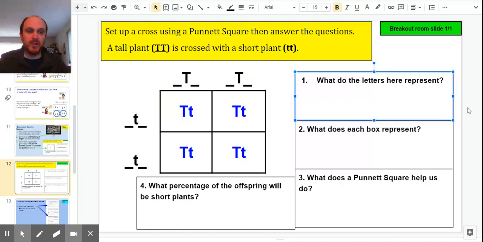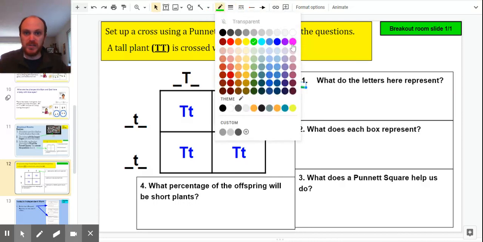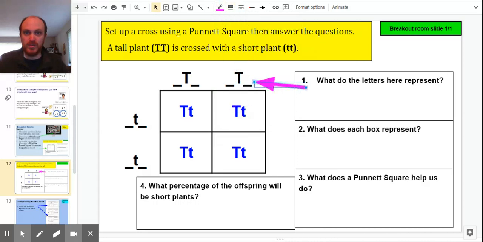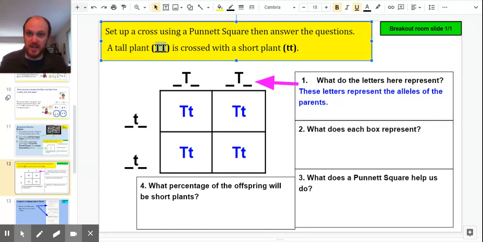What do the letters, oh, you know what? I didn't add arrows in, so I'm going to do that now. What do these letters represent? Those letters there. Let's do it pink. I like pink. What do those letters represent? These letters represent the alleles of the parents. I have the parent with big T, and I split the alleles up, big T.